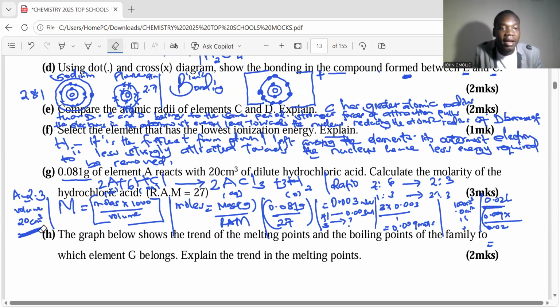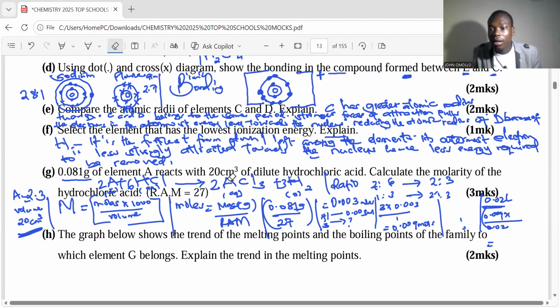This 1000 is converting this 20 cubic centimeter to what? To dm cubed. Are you getting that? To dm cubed or liters. So this is just conversion into liters. That is just the conversion into liters. So what are we going to have?